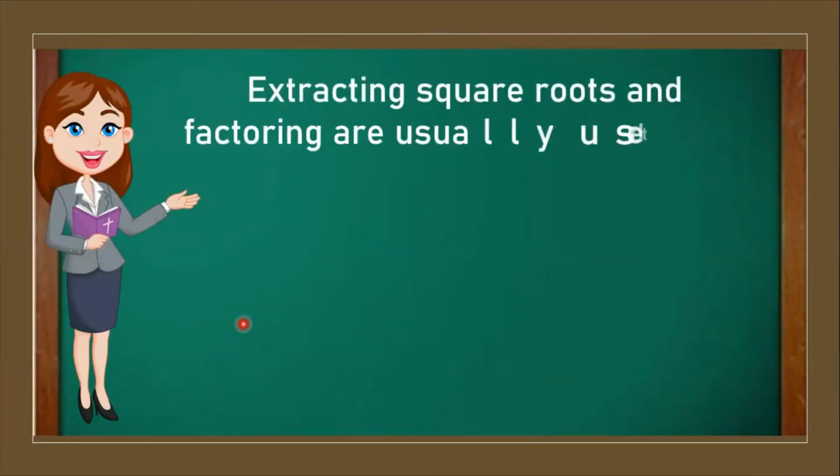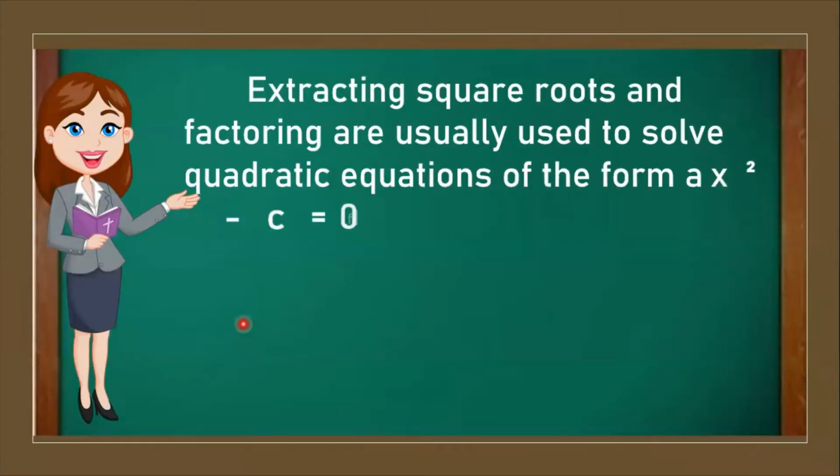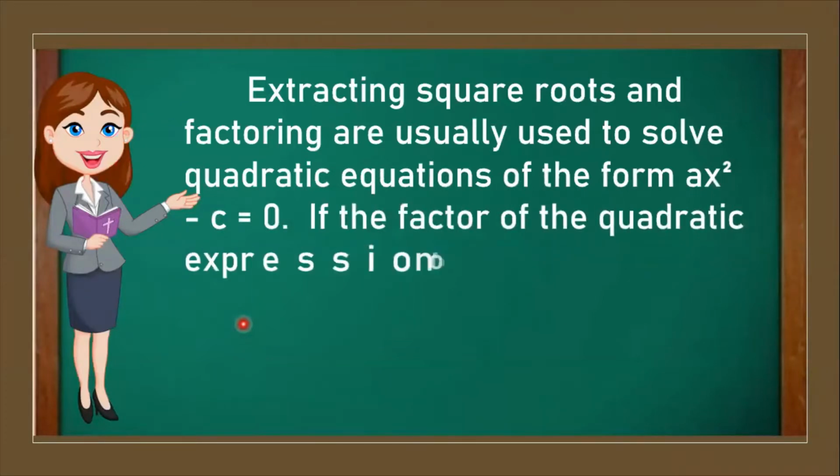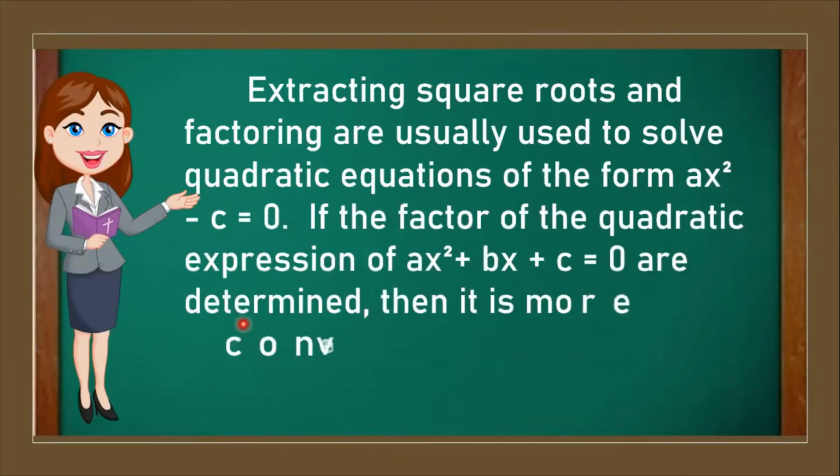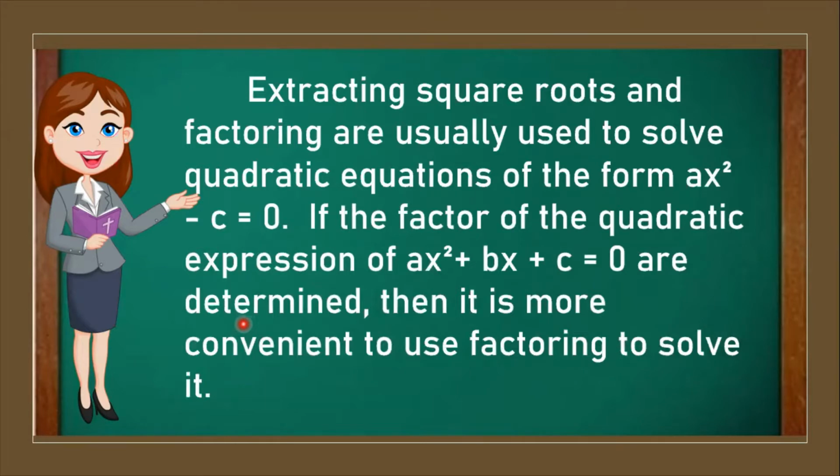So, guys, extracting square roots and factoring are usually used to solve quadratic equations of the form ax squared minus c is equal to 0. If the factors of the quadratic expression ax squared plus bx plus c equals 0 can be determined, then it is more convenient to use factoring to solve it.